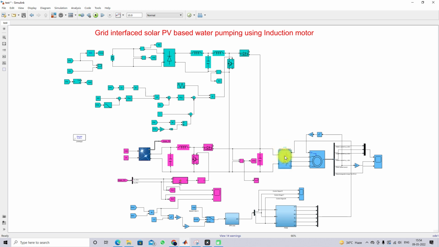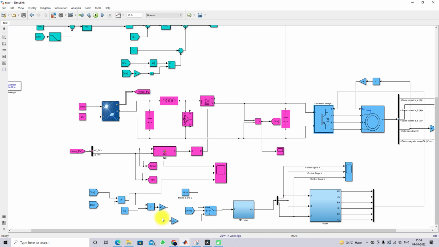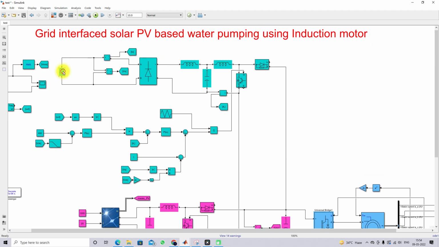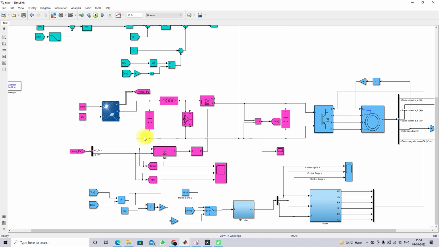This inverter can be controlled by means of two concepts. It can operate in three modes: 1, 2 and 3. In mode 1 there is no power from the grid side, so the grid is switched off, that means grid voltage is 0. Then we operate the motor fully on solar PV power, so we generate a reference command based on that PV power. This is mode 1 operation.